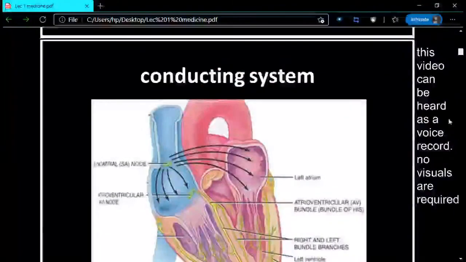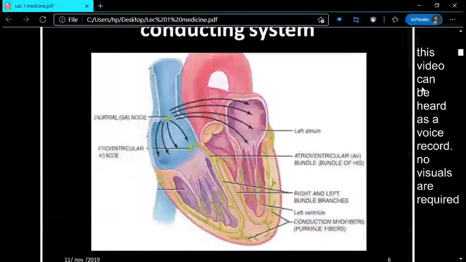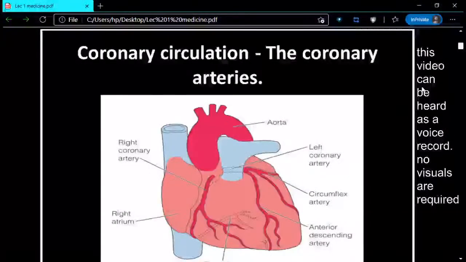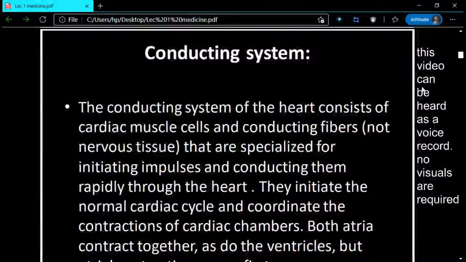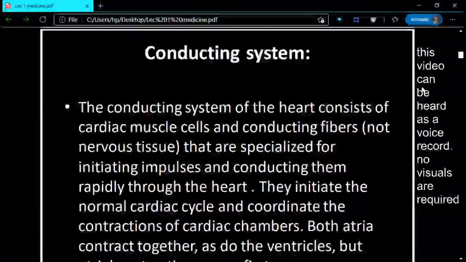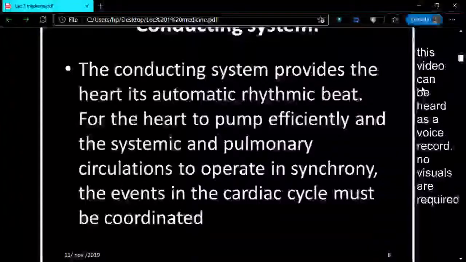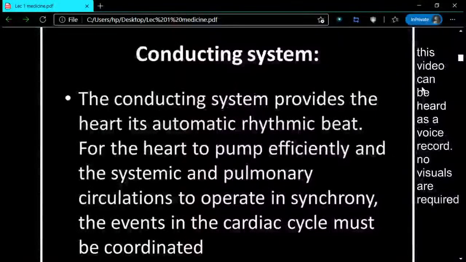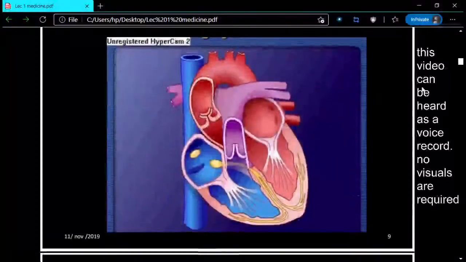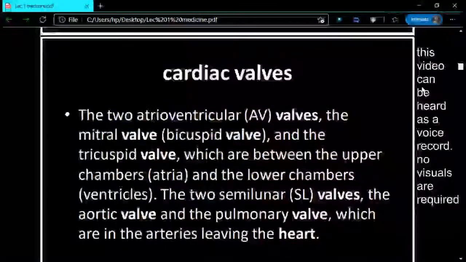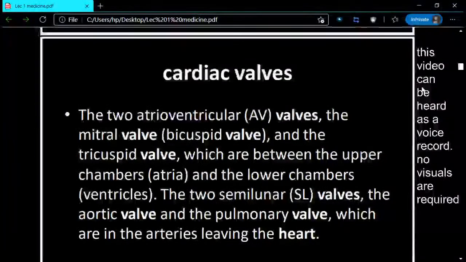Conducting system. This is the conducting system and the coronary circulation we studied in the last lecture. The conducting system of the heart consists of cardiac muscle cells, conducting fibers, not nervous tissue. The conducting system provides the heart with automatic rhythmic beats. The cardiac valves are also presented here.